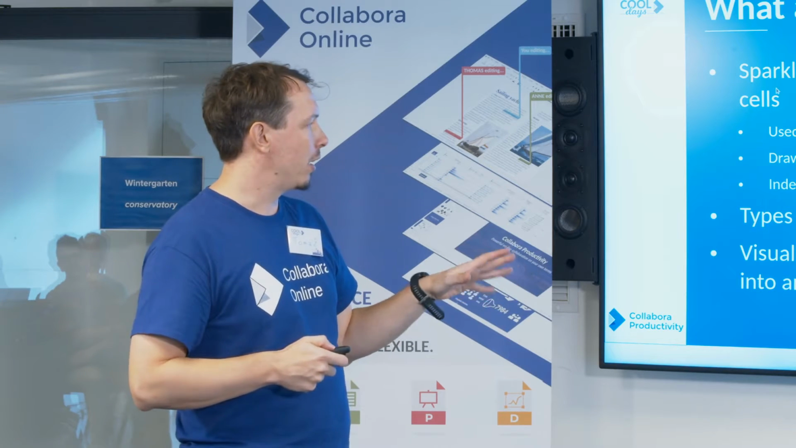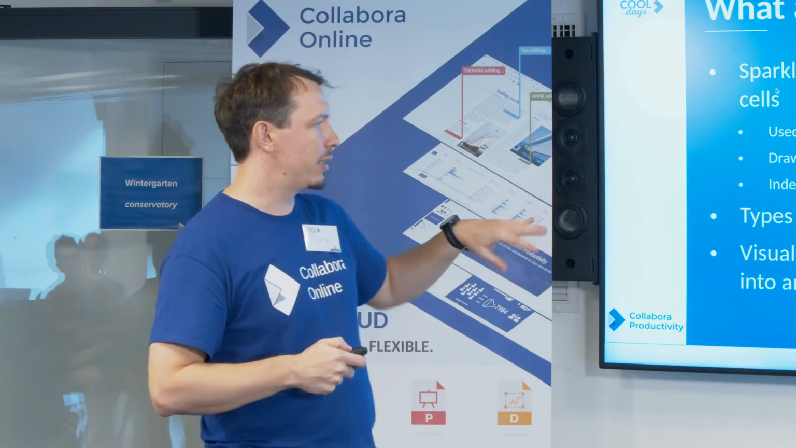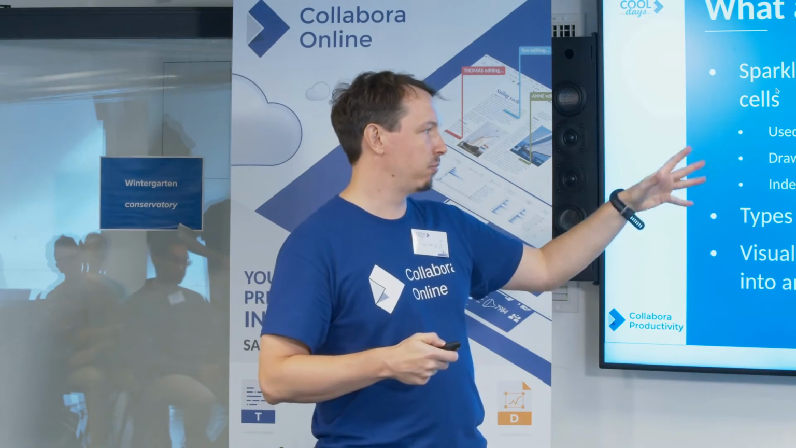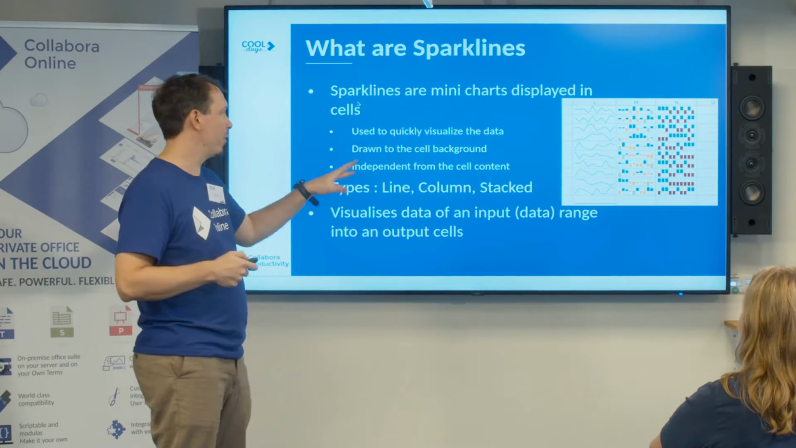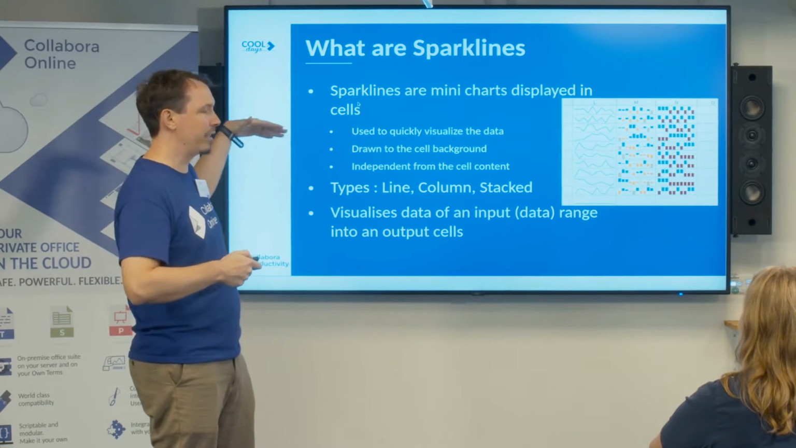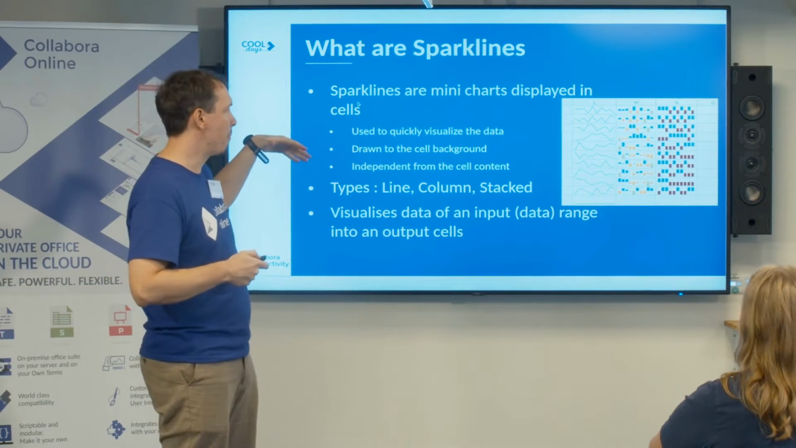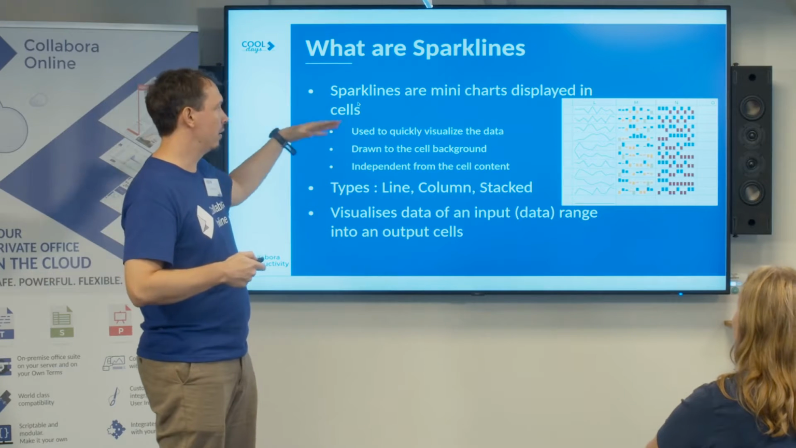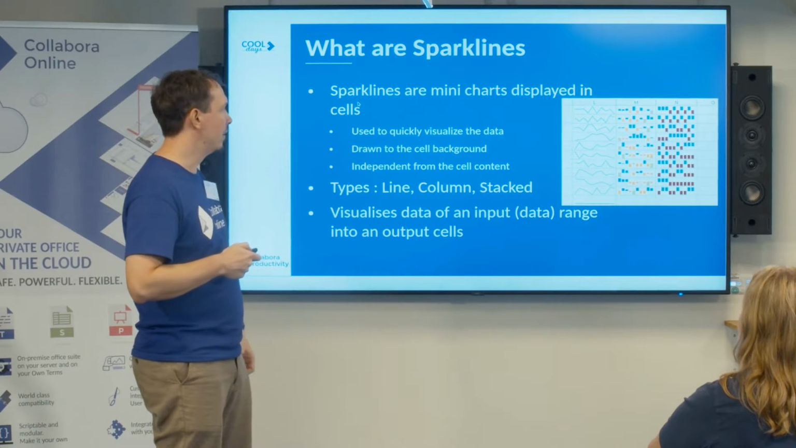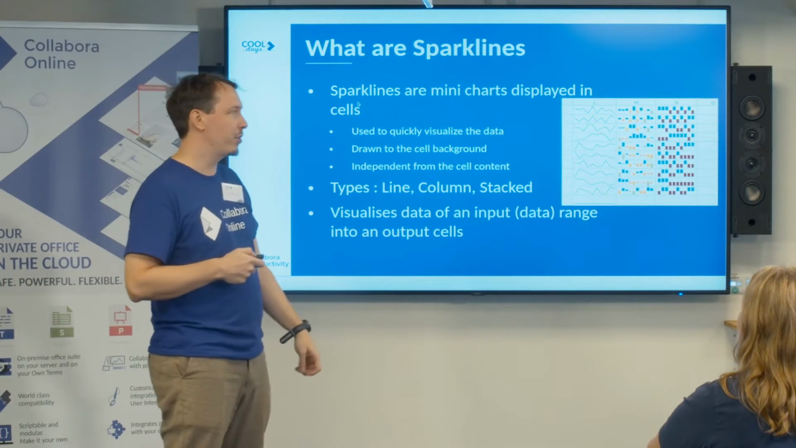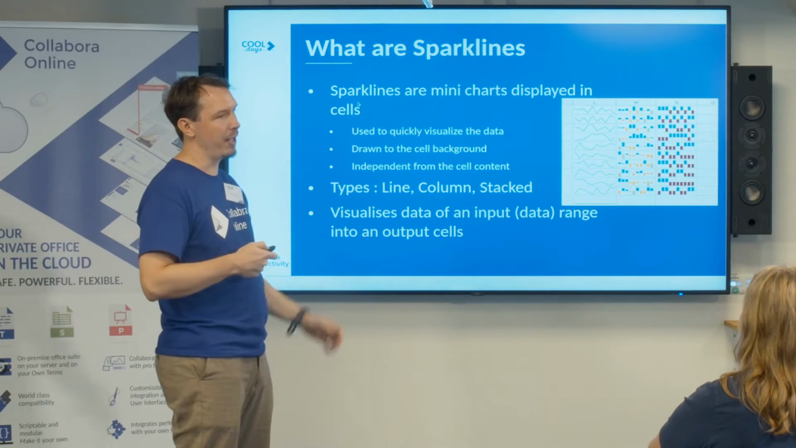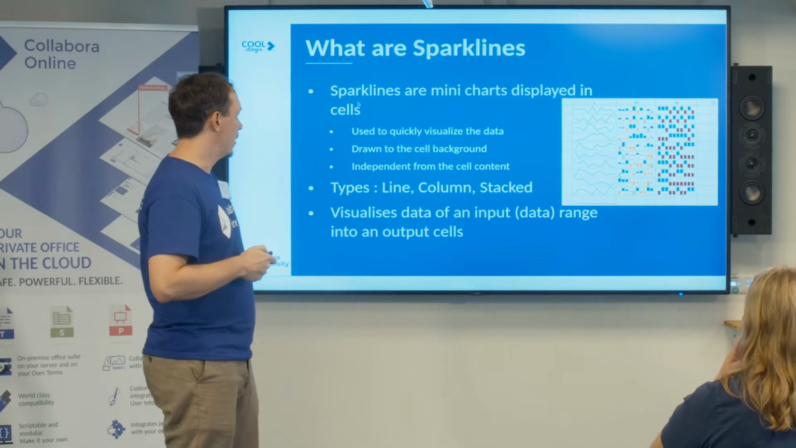There are three types of it. You have a line type, a column type, and a stack type. I don't think I need to explain line and column. You can see what they do. It just displays the input data. Maybe a little bit unusual is the stack type, which just shows if it's a positive or a negative number.